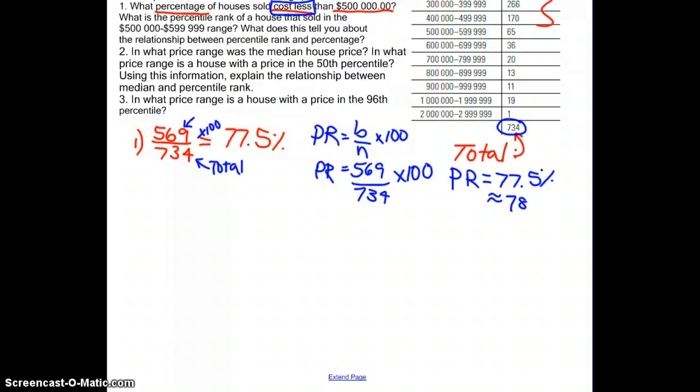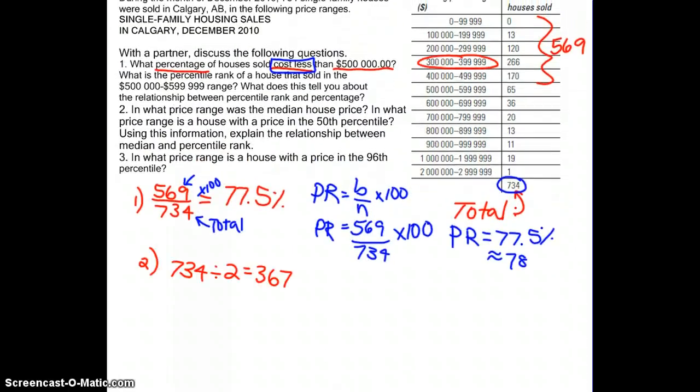So let's have a look at these and calculate the median. For question 2, to find the median, if we take 734 and divide it by 2, that gives us 367. So that is the value here that we're looking for. We're looking for number 367 in this column to find the corresponding dollar amount. So if you just start adding these up, you're going to get to 367. 266 actually puts you over that amount, so you know that it has to be somewhere in the 300 to 399 range. So that's the range it's going to be in.